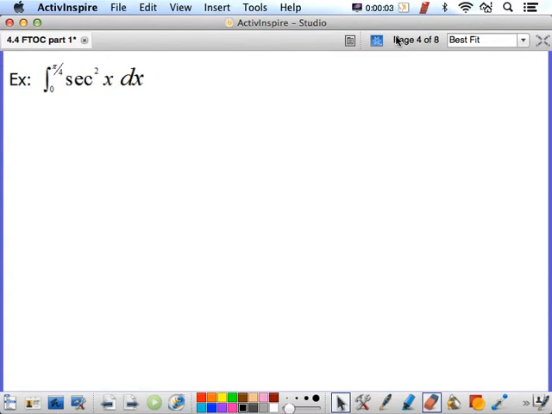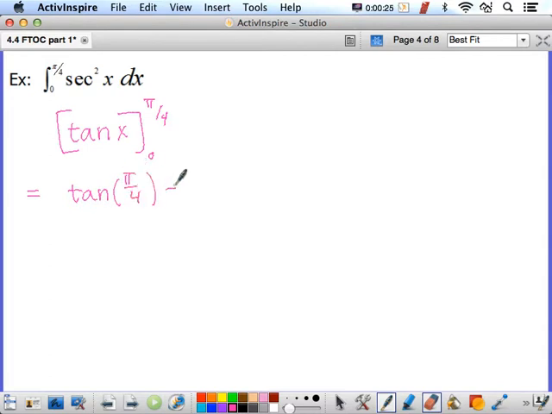So now we want to look at the integral from 0 to pi over 4 of secant squared x with respect to x. So whose derivative is secant squared? Tangent. So now we have tangent of x, and we're going to evaluate it from 0 up to pi over 4, which basically means we're going to substitute in pi over 4, and we're going to substitute in 0.